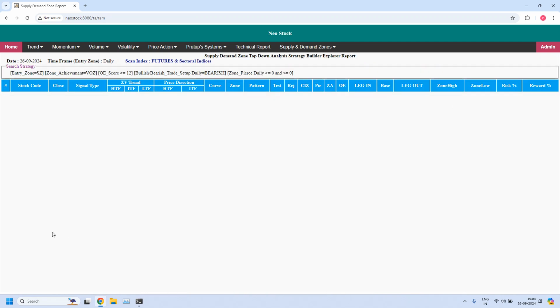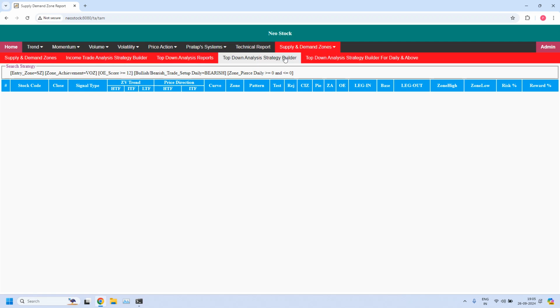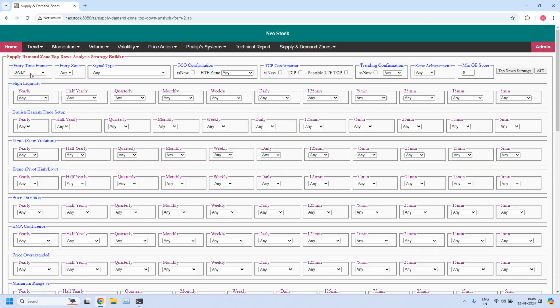All the three filters are applied to daily supply zone. So currently there are no stocks supporting the bearish trade setup for monthly income trade. There are no stocks. Okay, next, bullish trade setup for weekly income trade. Entry time frame is 75 minutes. Entry zone is a demand zone.